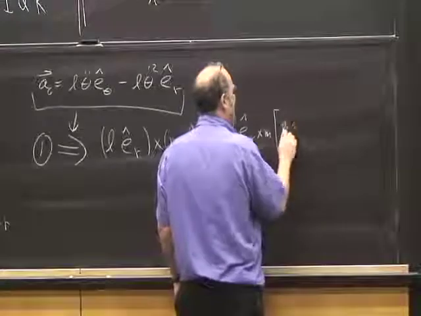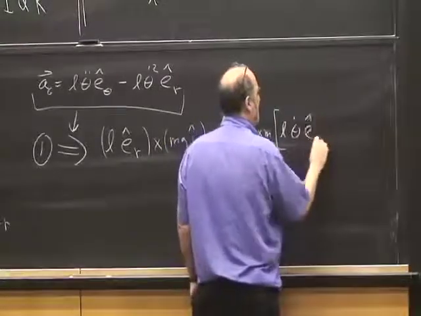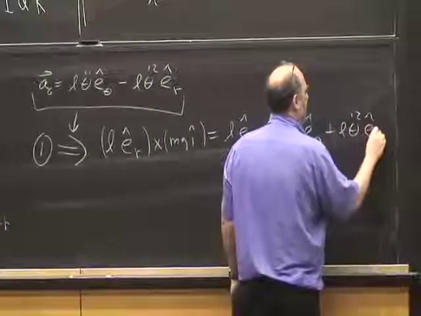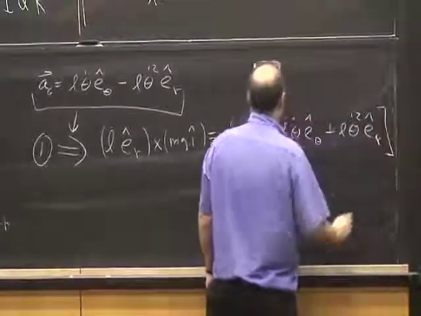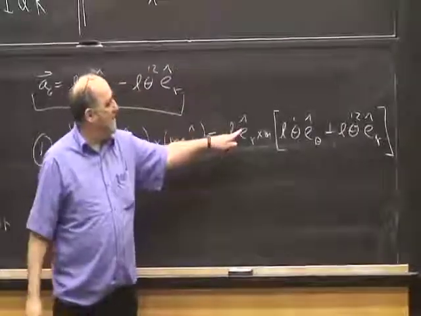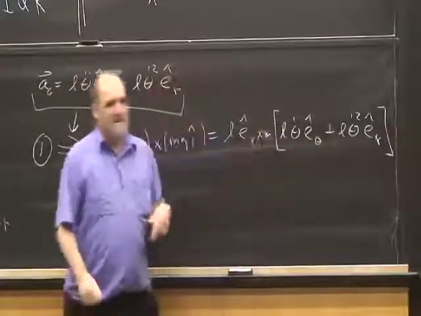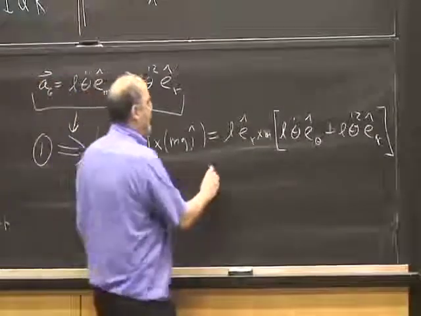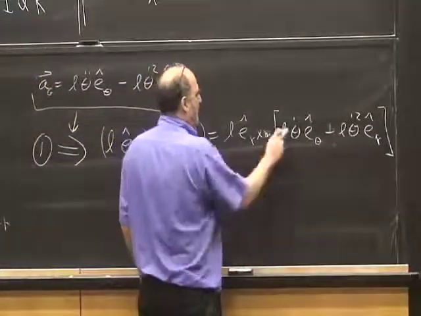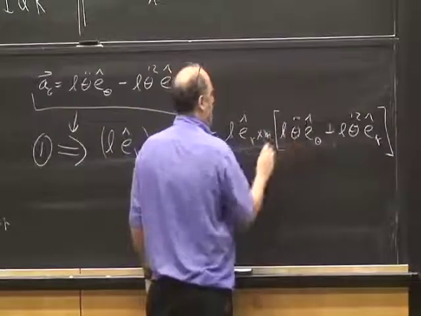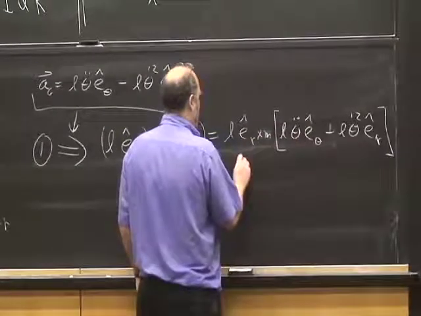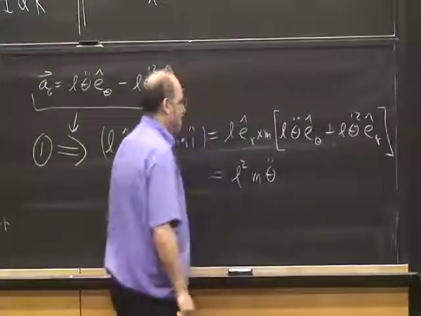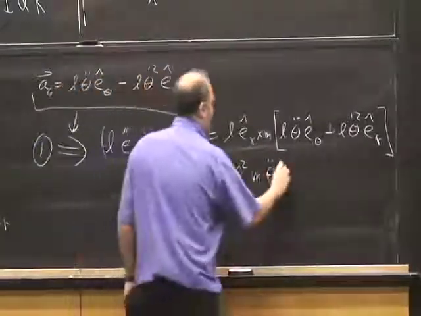The acceleration is L theta double dot E sub theta minus L theta dot squared E sub R, that centripetal term. That centripetal term has no effect on this equation because we're taking a cross product of E sub R with E sub R, which is 0. So on the right-hand side, we get L squared M theta double dot. And this gets multiplied by k.